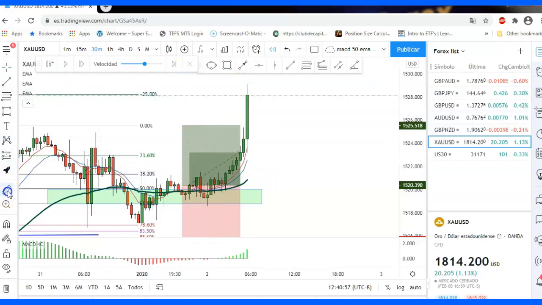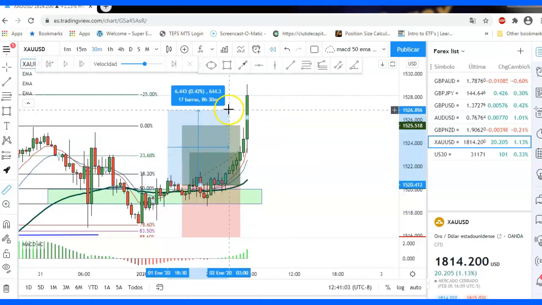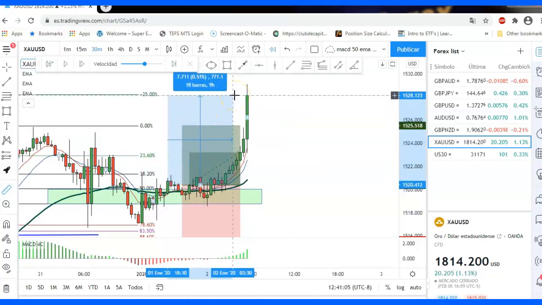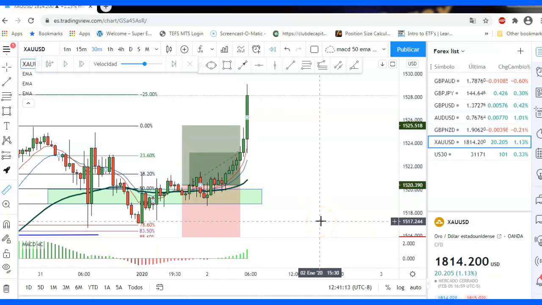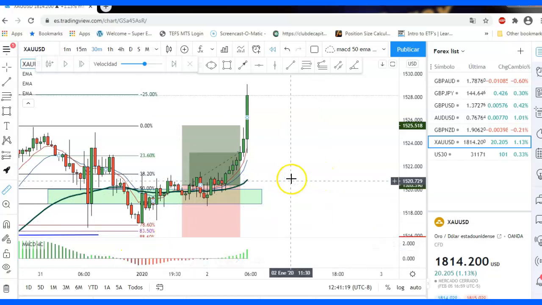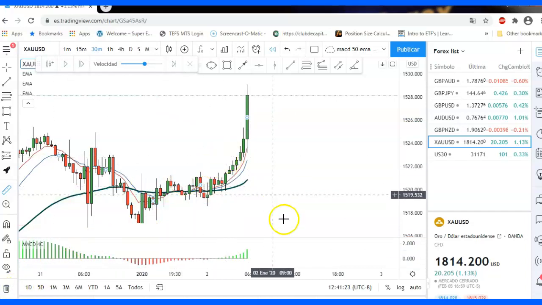How many pips was that trade? Pretty much went through here all the way up here, so that's like 771 pips in the gold. Okay, that's pretty good. So that's one trade right there. Let's look for another one. I'm just gonna do 2 trades in this backtest. I'm gonna erase everything so we can start from 0, but we're gonna leave the market where it is.